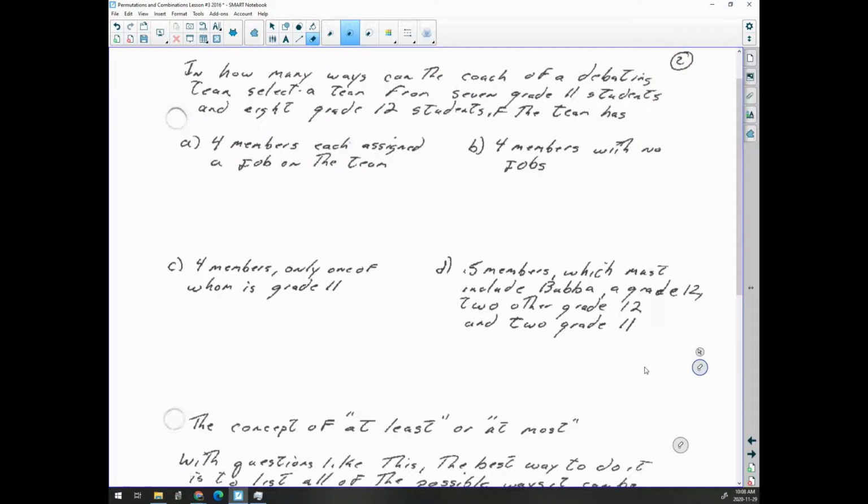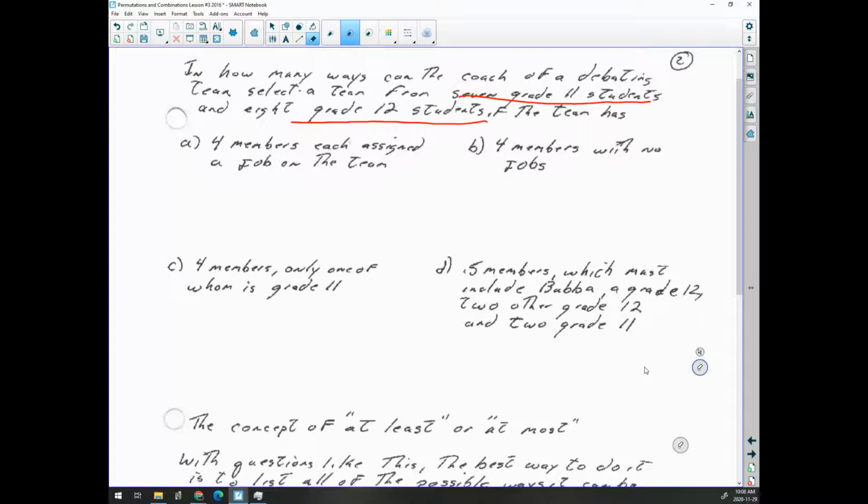Same question here. We've got a debating team. Difference is now we've got 2 groups of people that we may have to consider within the question. We have to make sure that maybe those groups of people are important to the question.